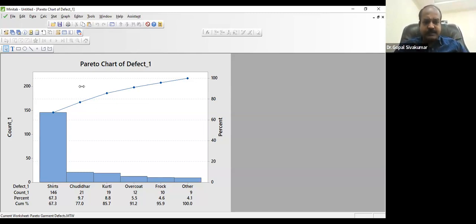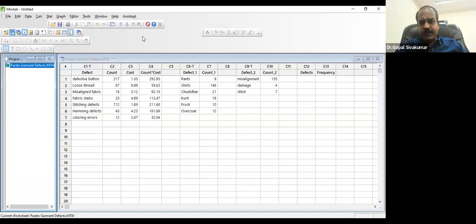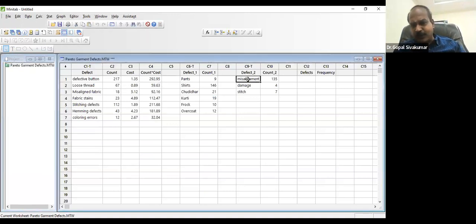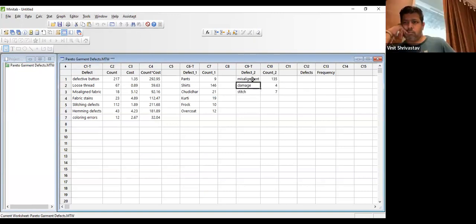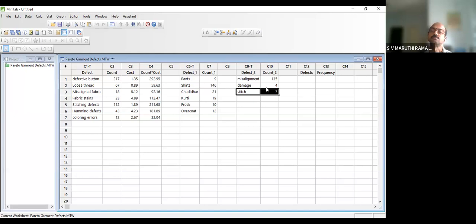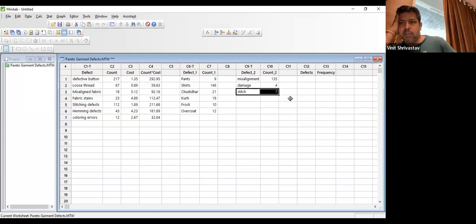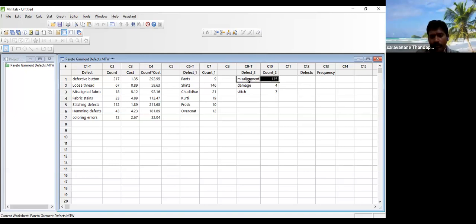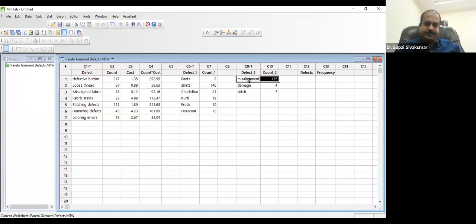Now again, the shirt section: 146 reports. Let us go to the data. Now the 146 is categorized like this. Button misalignment, 135. Button damage, 4. Button stitching issues, 7. Now what do you understand? Misalignment is more concentrated. Button misalignment is the major contributing problem.